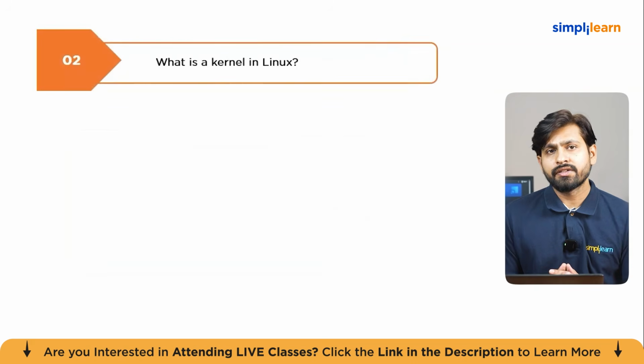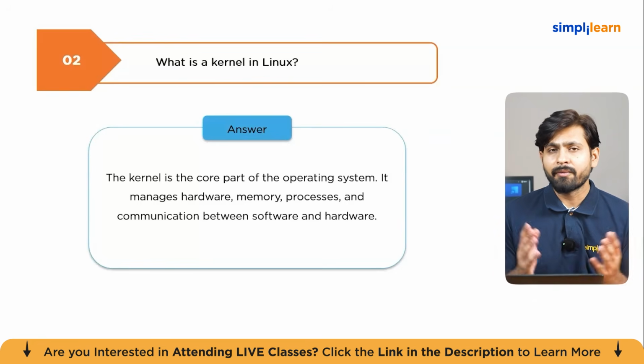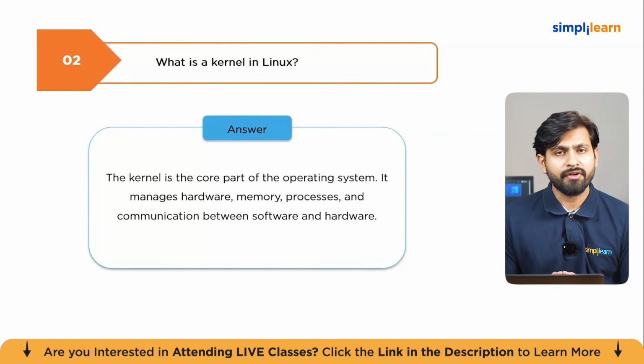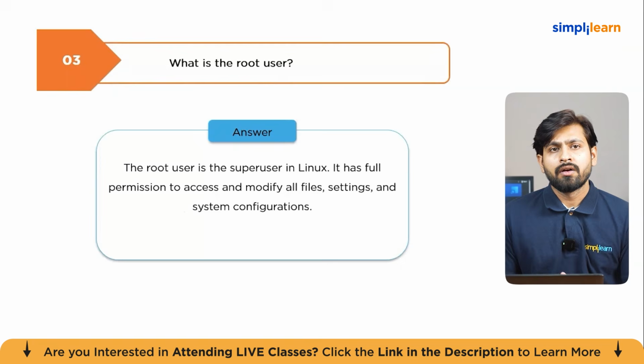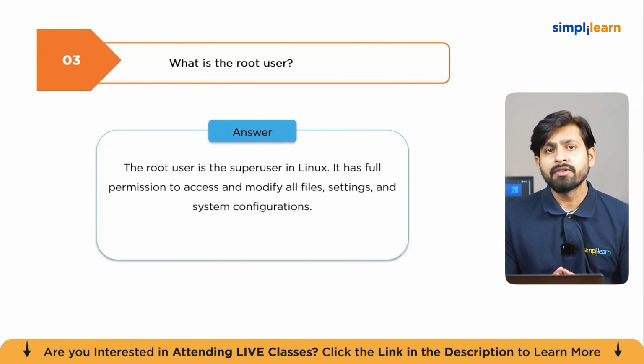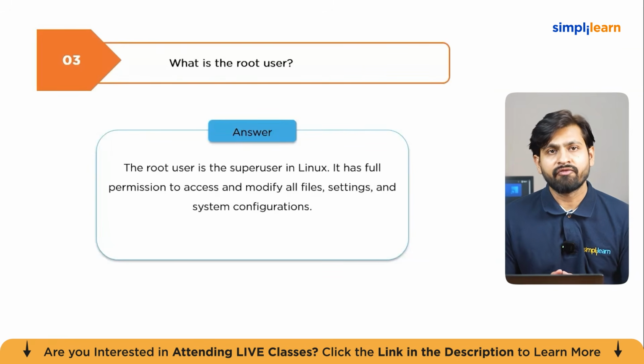The next question is, what is a kernel in Linux? The kernel is a core part of the operating system. It manages hardware, memory, processes, and communication between software and hardware. Next is, what is the root user? The root user is the super user in Linux. It has full permission to access and modify all files, settings, and system configurations.